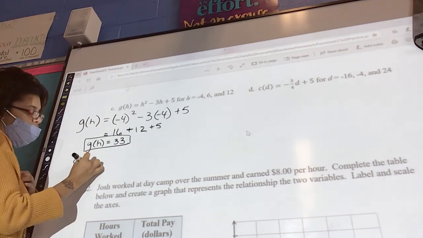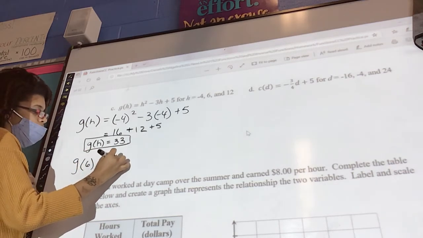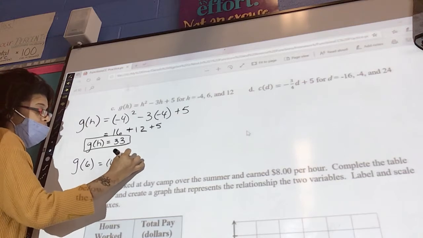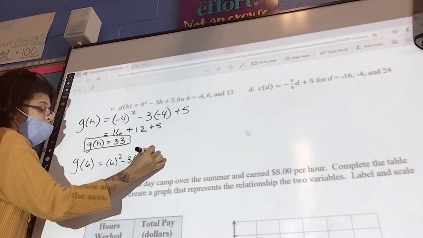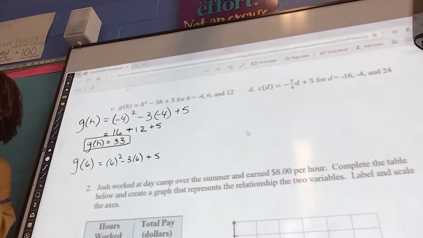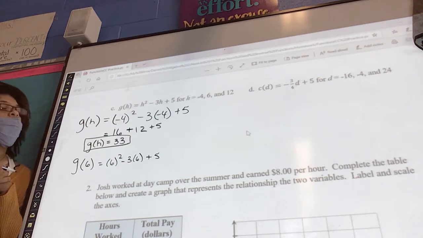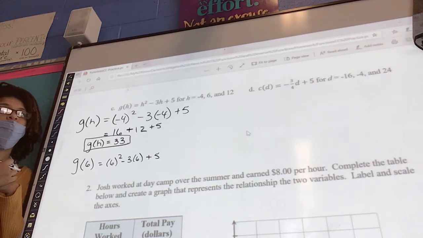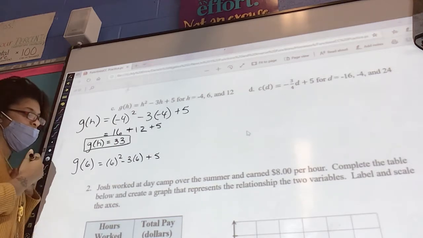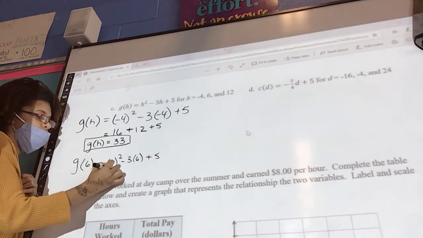G of 6. Take a minute. What would I do? Yes. 6 squared, which is 36.